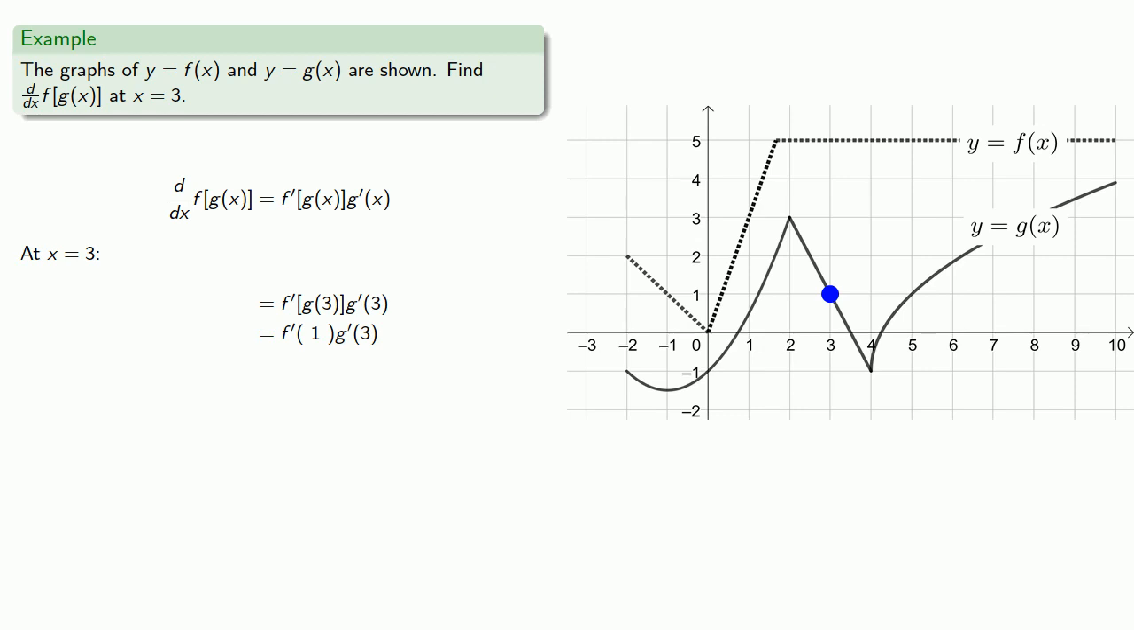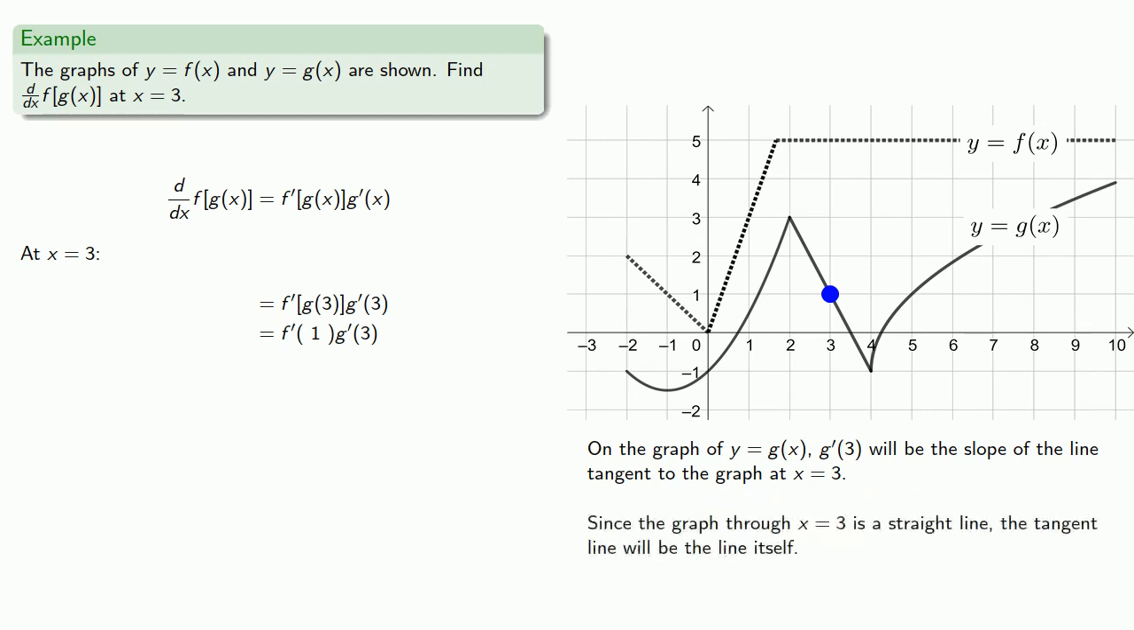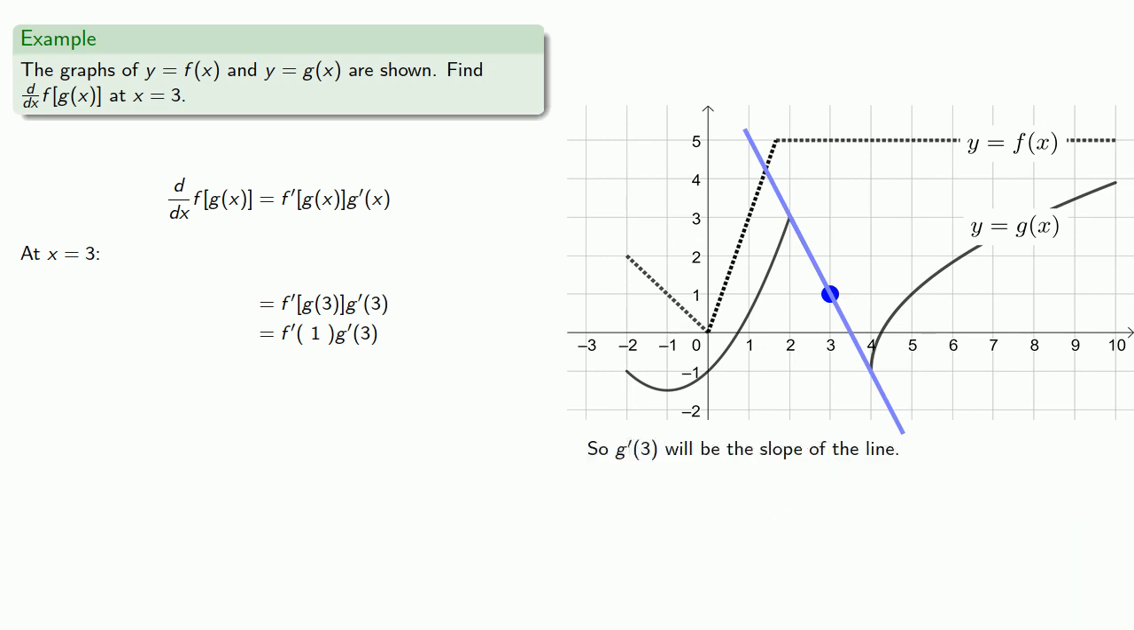Again, on the graph of y equals g of x, g prime of 3 will be the slope of the line tangent to the graph at x equals 3. Now, since the graph through x equals 3 is a straight line, the tangent line will be the line itself. And so g prime of 3 will be the slope of the line, and we see that slope is -2.